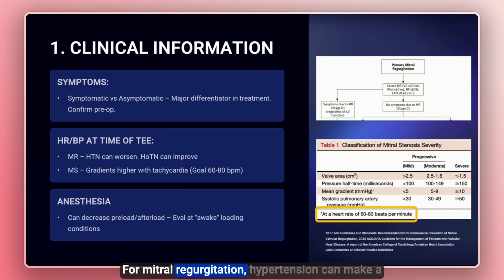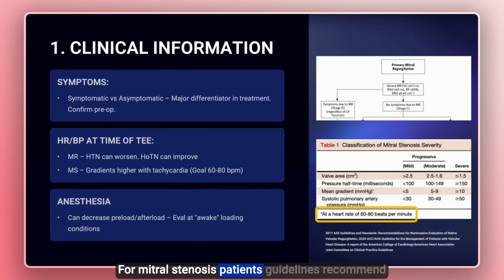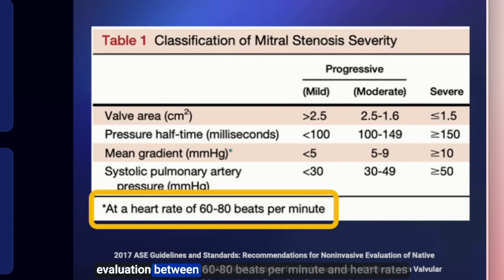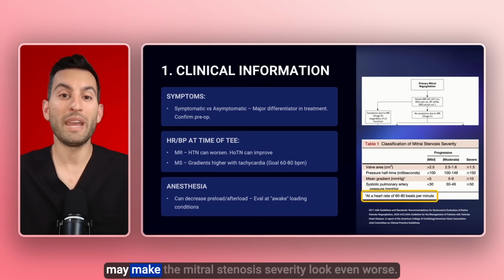For mitral regurgitation, hypertension can make a regurgitant jet look even worse, whereas hypotension can actually improve a pretty significant MR jet. For mitral stenosis patients, guidelines recommend evaluation between 60 and 80 beats per minute, and heart rates higher than this can increase the gradients through the mitral valve.